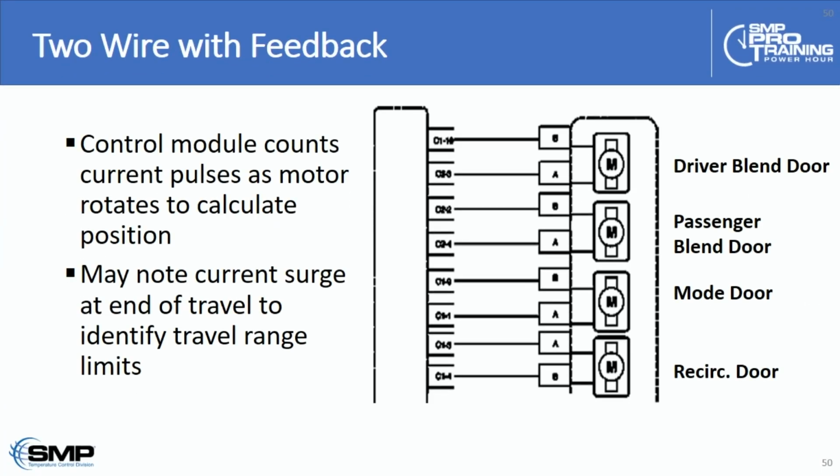Now, here we have 2-wire with feedback. Again, it's just bidirectional: power one side and ground the other, and the motor is going to turn in one direction. Reverse the polarity, and the motor will turn in the opposite direction. The difference here is the little pulses, a bit like we were looking at in our blower motor demonstration earlier. The computer can see the pulses in the current pattern, and it uses that information to count the rotations of the motor, like we were doing in our live demonstration of the blower motor. The computer can use this information to keep track of the actual position of the air door actuator. So this is what we would call 2-wire with feedback.